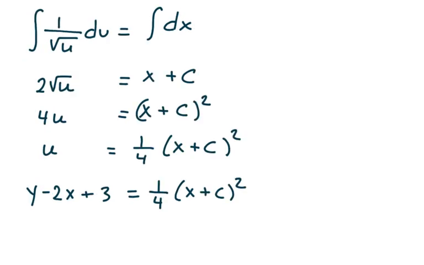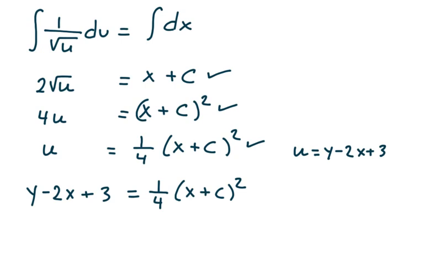Integrate both sides. So the integral of 1 over the square root of u du is equal to the integral of dx. So 2 square root of u is x plus c. Square both sides. So 4u is (x plus c) squared. Solve for u, and we get u equals 1/4 of (x plus c) squared. And then I'm going to replace u. Remember, u is y minus 2x plus 3.